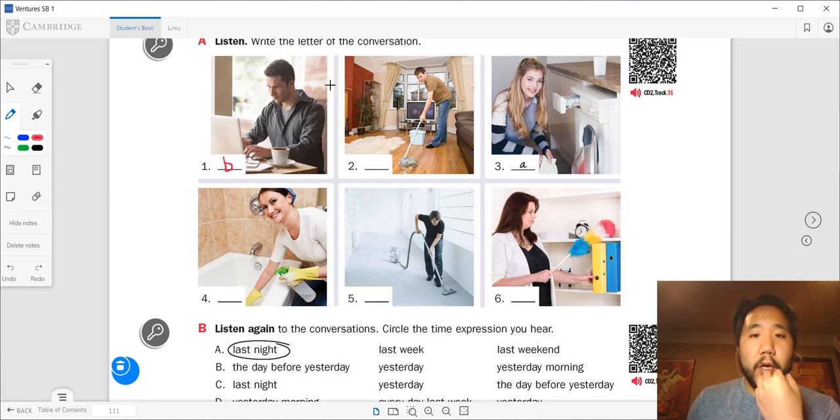And for every other picture here, the audio said it clearly what kind of actions they're doing. So for number 2, the answer is conversation F. Number 3 is A. Number 4 is C. And number 5 is D. And number 6 is E.